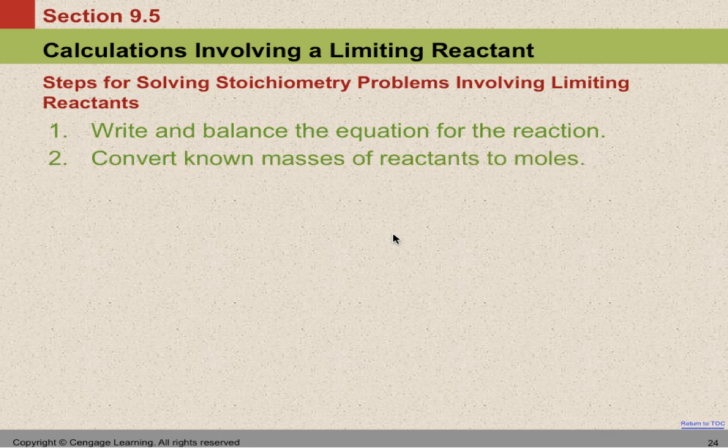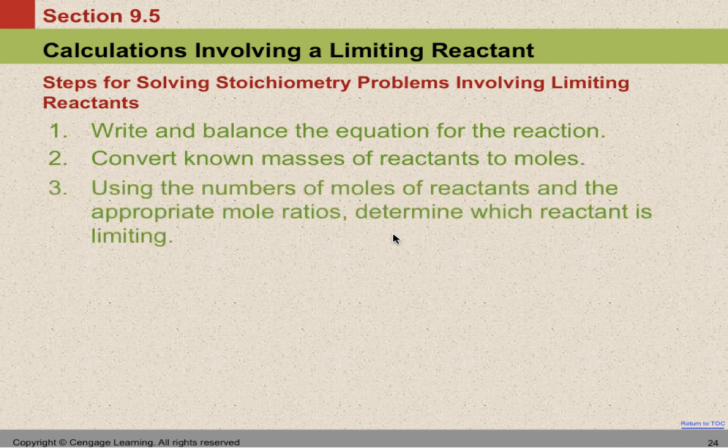So when we actually do the stoichiometry for these problems, there are steps that we can follow. And some of these are the same as we've done so far in the problems we've been doing. So the first thing is to write and balance the equation for the reaction. Convert known masses or volumes of reactants to moles. Use those number of moles of reactants and the appropriate mole ratios. Determine which reactant is limiting.